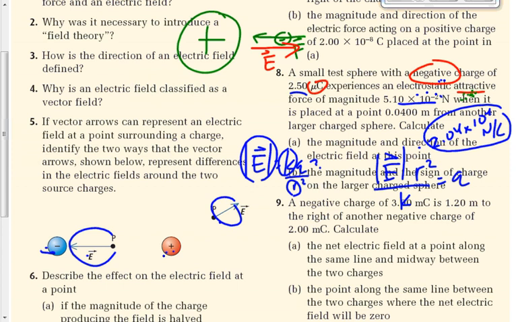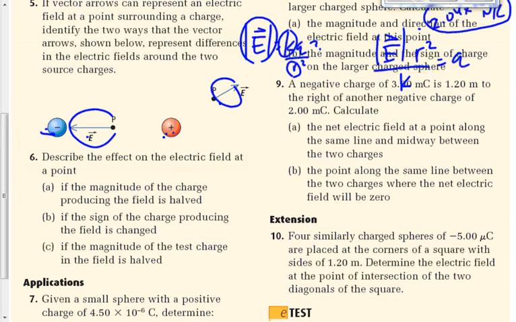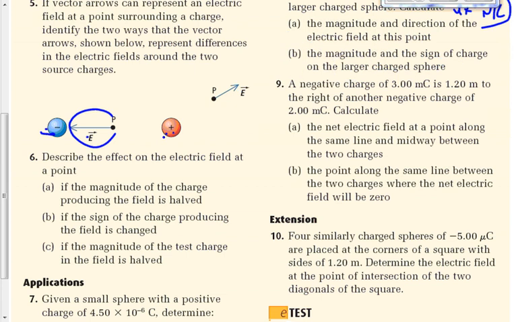All right, finally, number 9. A negative charge of 3 millicoulombs is 1.2 meters to the right of another charge that's 2 millicoulombs. Negative charge, 2 millicoulombs. Oh, this one's negative as well. They're both negative. What's the net electric field midway between? Oh, B is the one you had trouble with, I bet, right? Yeah, we did a question like that with forces. Remember that one? Let's copy this one over and get a little bit more space to work here.